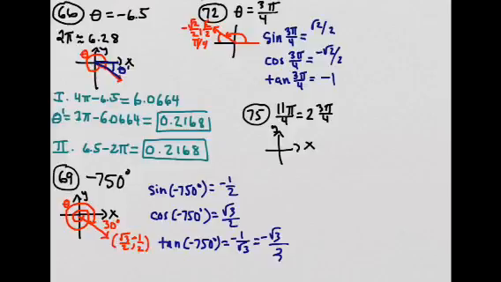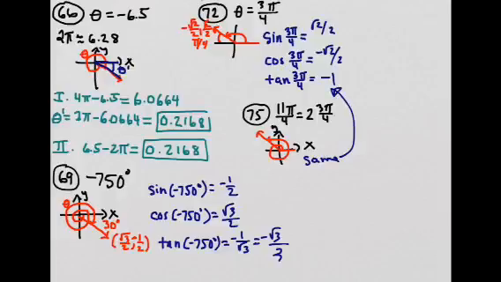Number 75, I changed it to a mixed number. So 11 pi over 4 becomes 2 3/4 pi. So it's one rotation, 2 pi, and then 3/4 more. Just by coincidence, it happens to land in the same exact place as number 72. So the answers for 75 are the same as the ones for 72. I won't even rewrite it again.